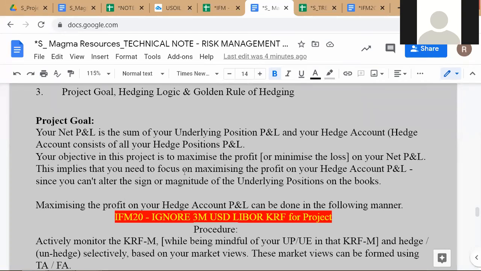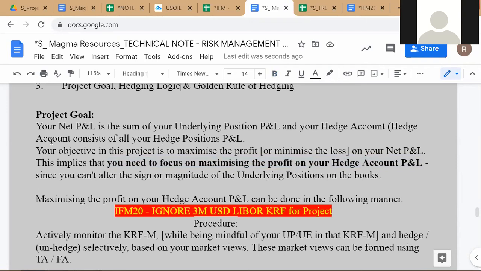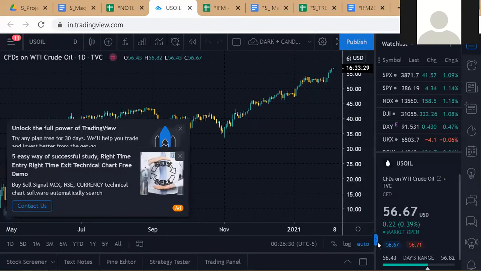Sorry, that you can read it here. What does this mean? You need to focus on this, because you can't do anything about UP. UP plus HP is what you're getting affected by. You can't touch the UP, so you've got to play around with the HP, the hedge account P&L. And how do you do that? You basically affect the total position. You do it here.